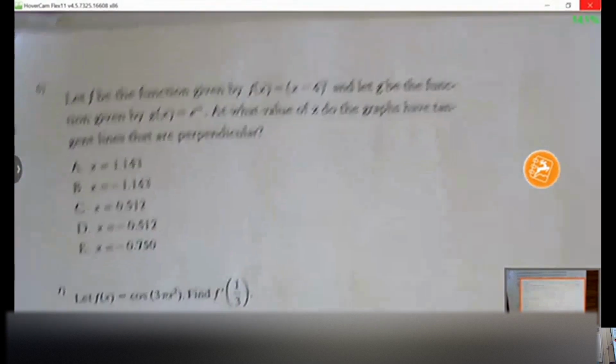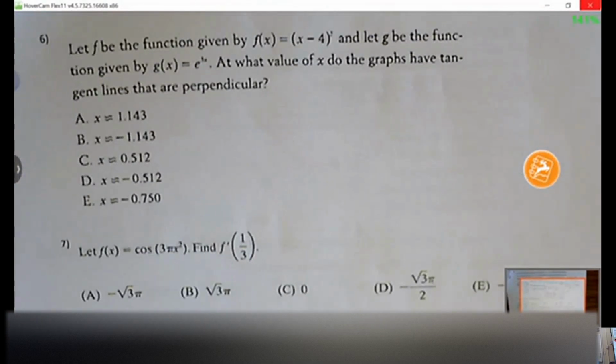This is a calculator question here. Let f be the function given by (x minus 4) squared, and let g be the function given by e to the 3x. At what value of x do the graphs have tangent lines that are perpendicular?